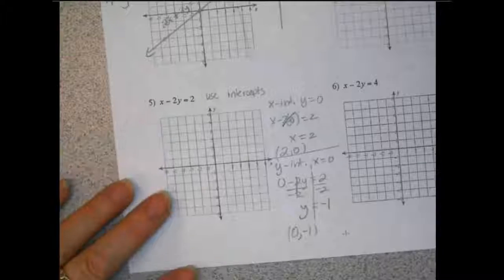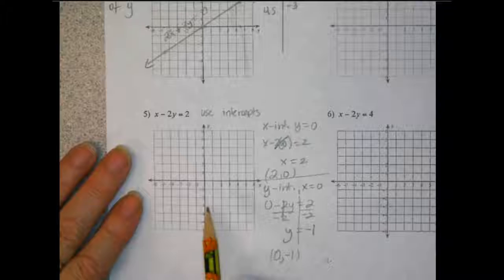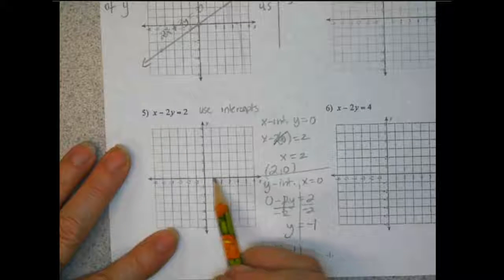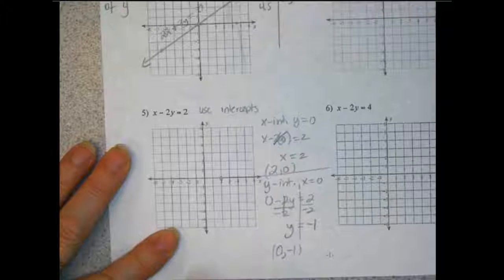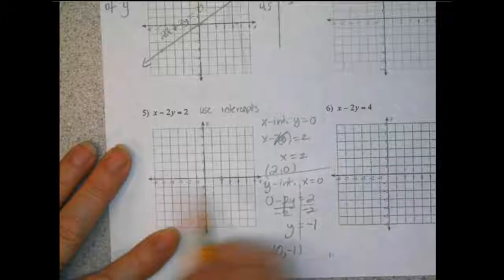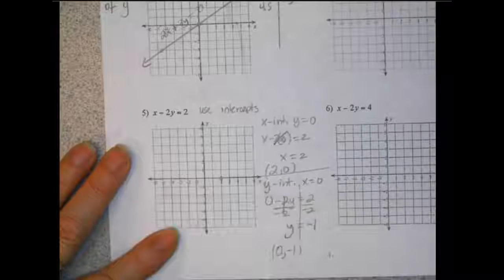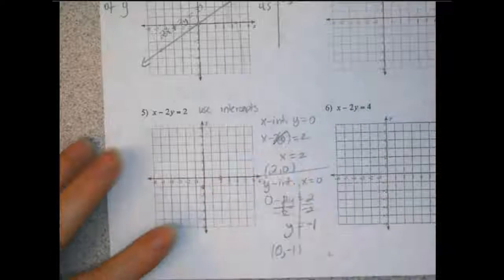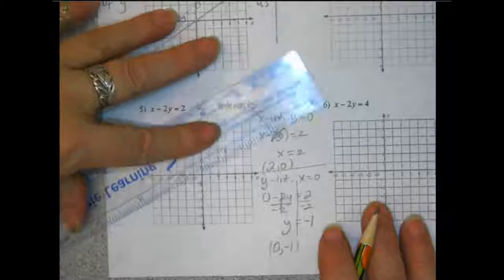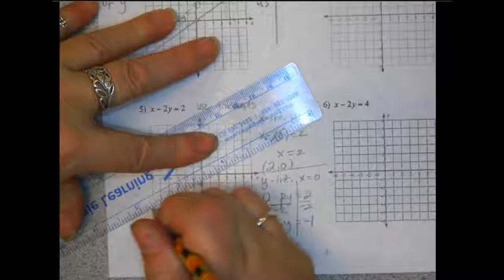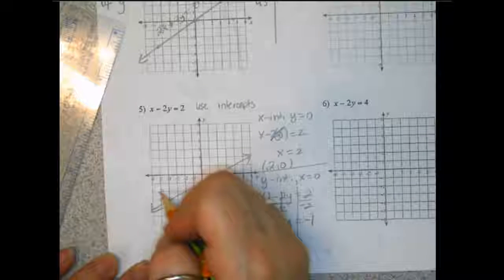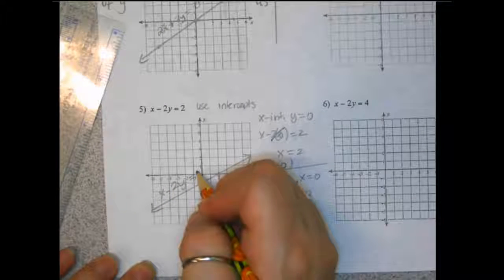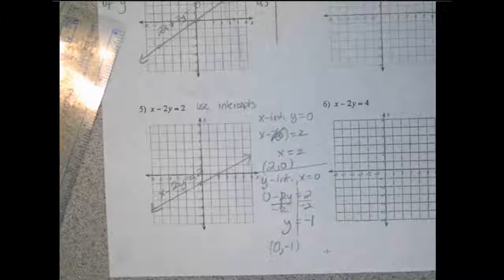Sorry, move up. I'm going to plot my points now. X is 2, y is 0, right on that x-axis. Here, x is 0, y is negative 1, right on my y-axis. Graph it. And label it with my original equation. That's using intercepts. That's yesterday's work.